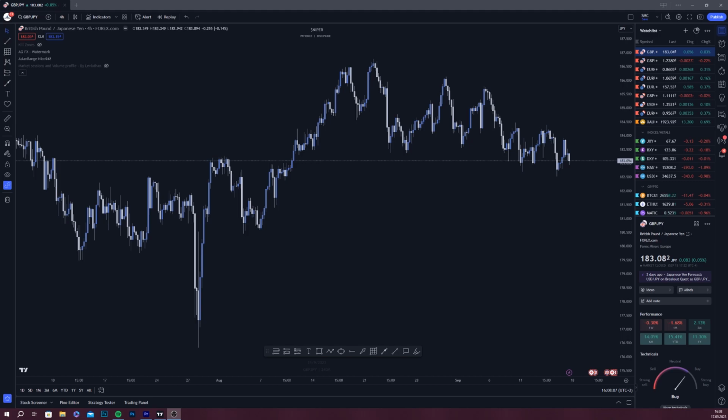And today I just want to break down this super easy GBPJPY trade that I took last Friday, and it's just super easy, anybody can do it pretty much.